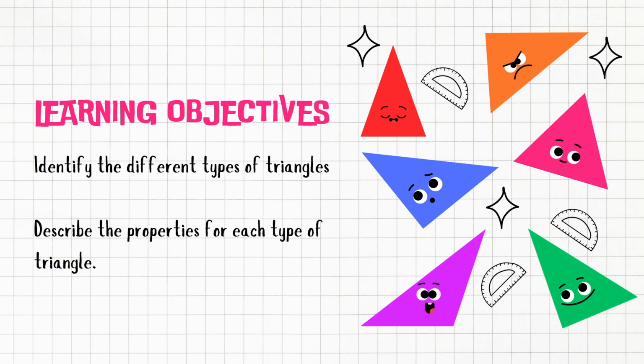Learning objectives. Identify the different types of triangles. So what type of triangle is this triangle here? And this, and this. Do you know? Describe the properties for each triangle.